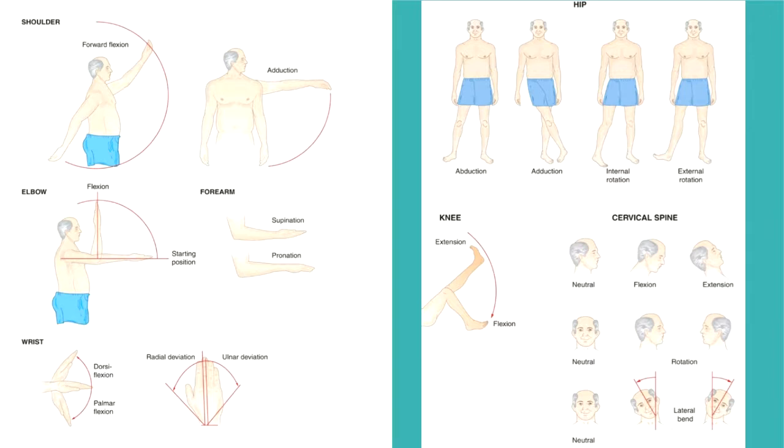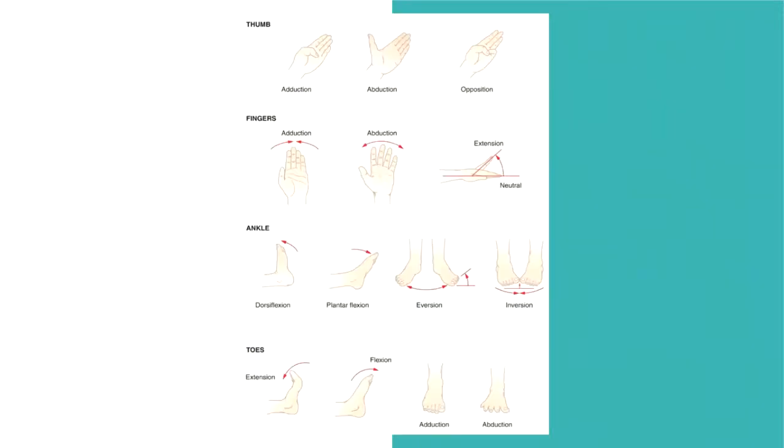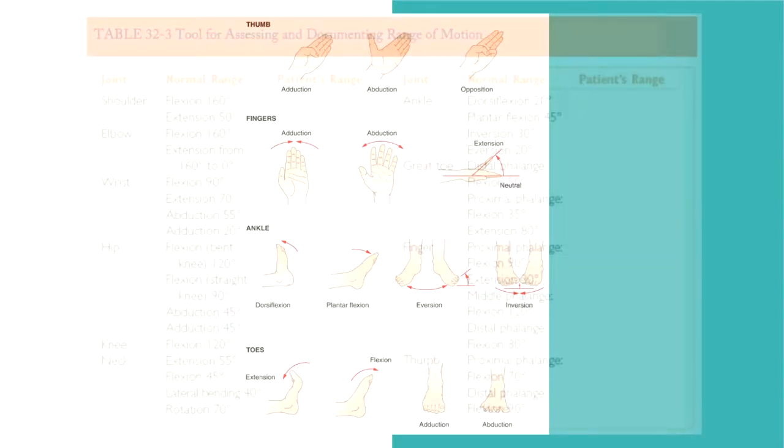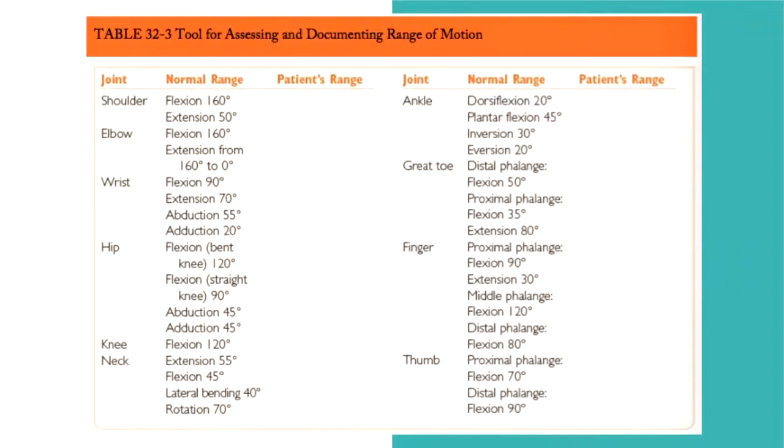So we have the shoulders you have to focus on, the elbows, the wrists, the knees, the hips, the cervical spine. We also have to focus on thumbs, fingers, ankles, and toes. So basically any of the joints are very important because if you don't use it, you lose it. And so in the next slide, I have something to help with documentation. It's from the textbook. And it shows the normal ranges of each joint.